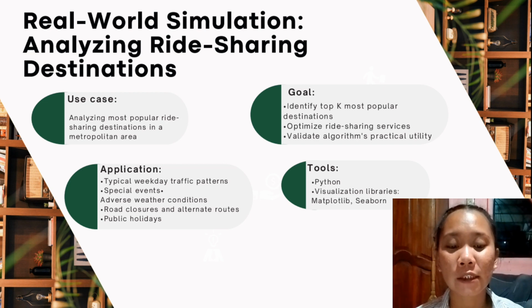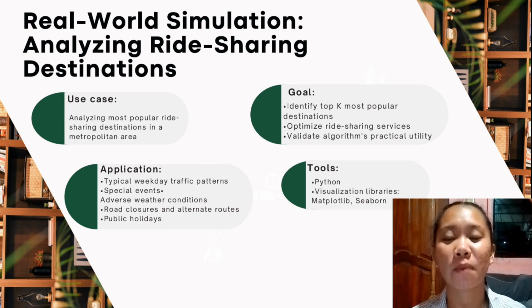Then the goal is to identify top K most popular destinations, optimize ride-sharing services, and validate the algorithm's practical utility. So the primary objective is to identify top destinations for rides, enabling better resource allocation and service optimization, demonstrating the real-world applicability and benefits of the top K elements algorithm in enhancing ride-sharing services.